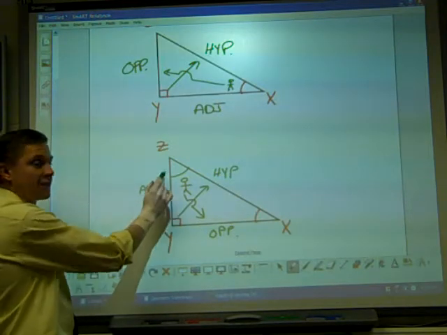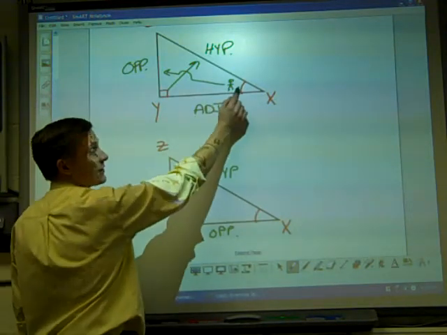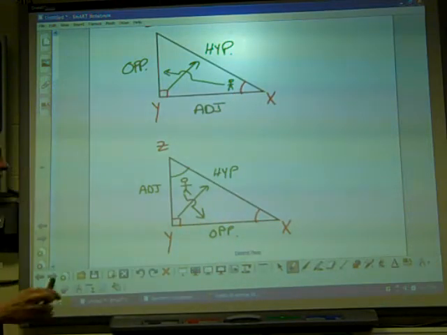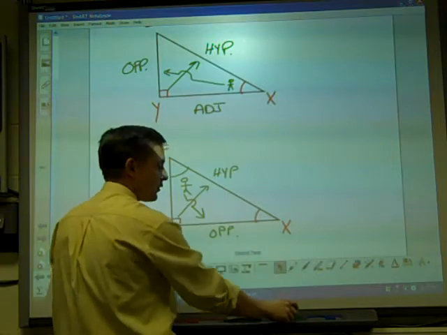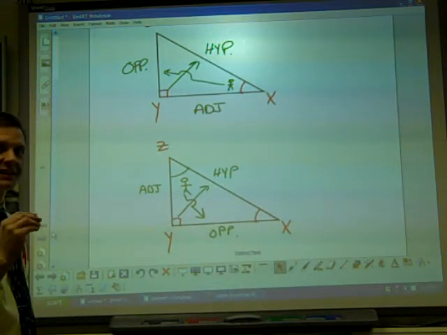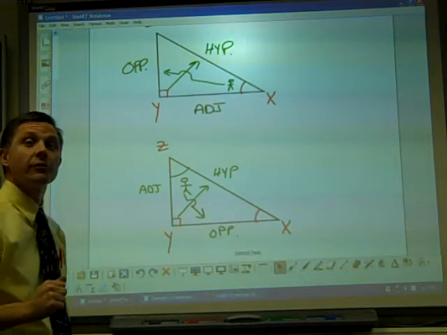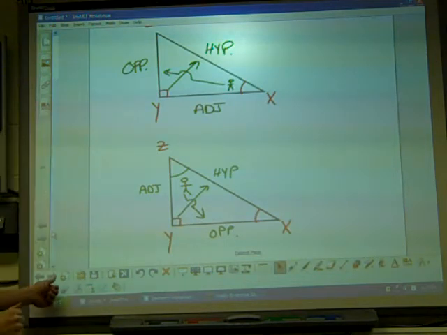The adjacent side touches the angle. The opposite side does not, on both triangles. And it changes based on the angle we're looking at. That's the key to trigonometry: we have to be able to identify the opposite, the adjacent, and the hypotenuse every time, so we can have a discussion about them.